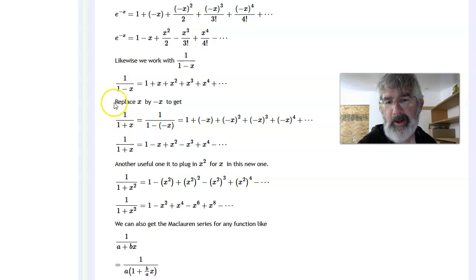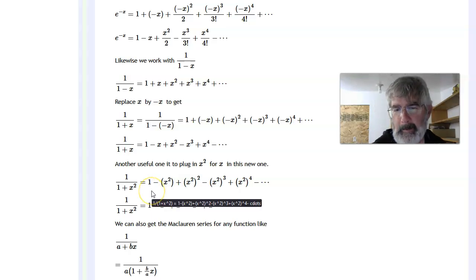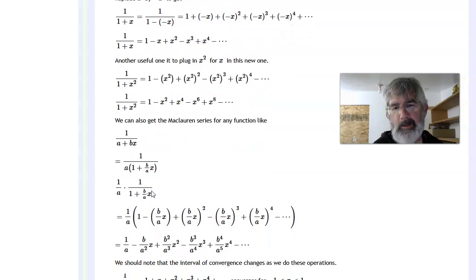Just started with 1 over 1 minus x, to turn it into 1 over 1 plus x, to turn it into 1 over 1 plus x squared by just replacing x by something else which would be of use to me. Okay. I'm going to continue on this vein and say I can do 1 over anything linear, let me say, as follows. So I'm going to have 1 over a plus bx. A and b are just constants and I'm not telling you what they are. Factor an a out of the bottom, looks like this. I can rewrite this as 1 over a times this fraction here.